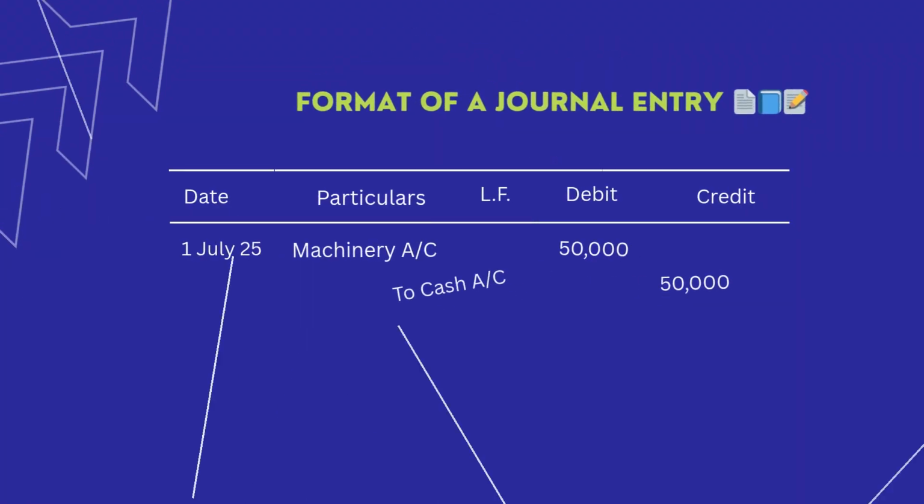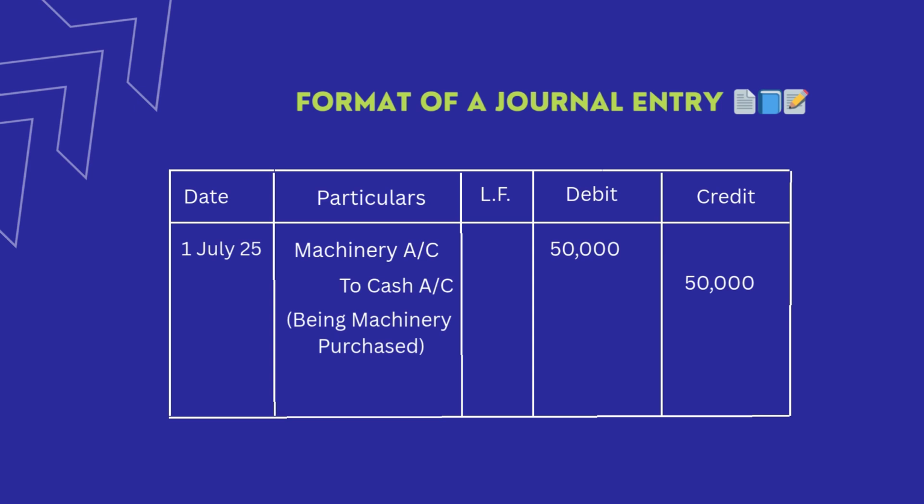The format of a journal entry includes 5 columns: date, particulars, ledger folio, debit amount and credit amount. In this example, machinery is purchased for cash, so the entry will be machinery account debited, cash account credited, with an amount, for example 50,000 rupees.